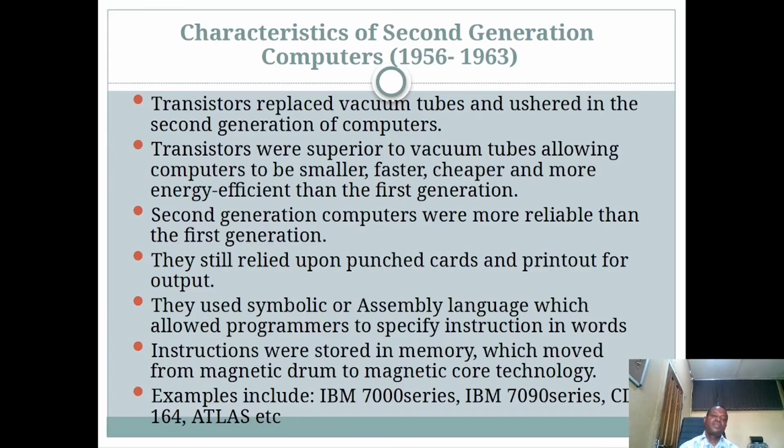Second generation computers were more reliable than the first generation computers. They were more reliable in the sense that they were not prone to malfunctioning. They were not prone to malfunctioning because they did not generate much heat. So they were much more reliable compared to the first generation computers.